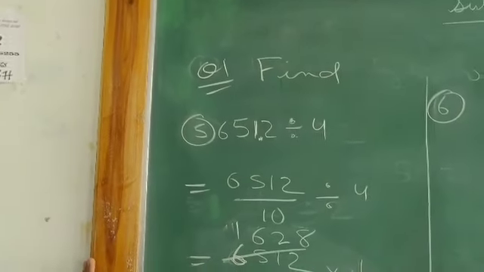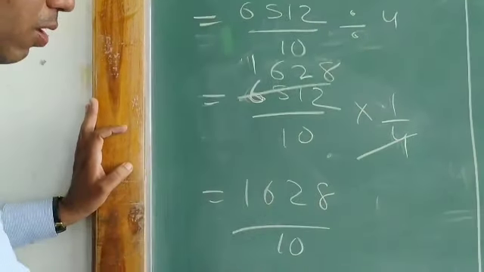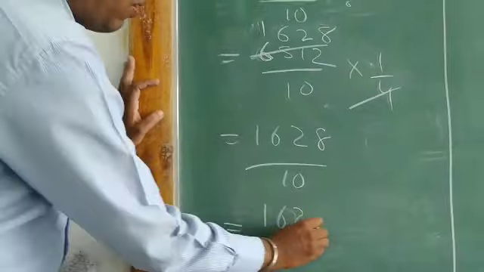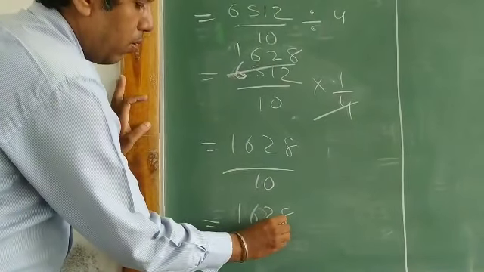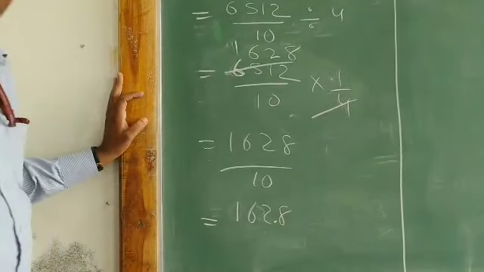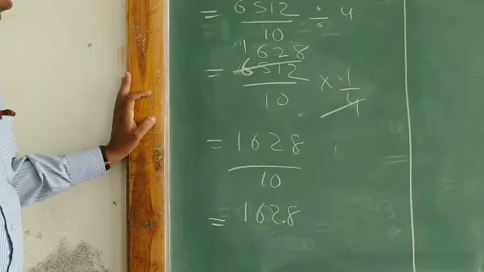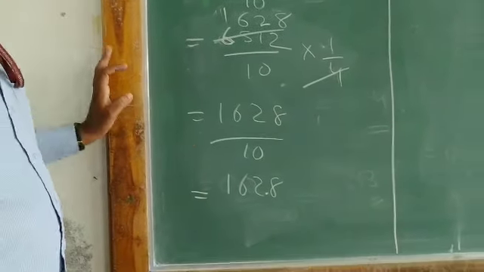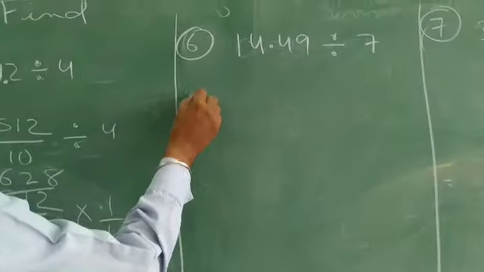1628 upon 10. Now you can see the answer comes here. 162.8 is the answer. What is the answer? 162.8 is the answer. Next now, in the same way we will do here.